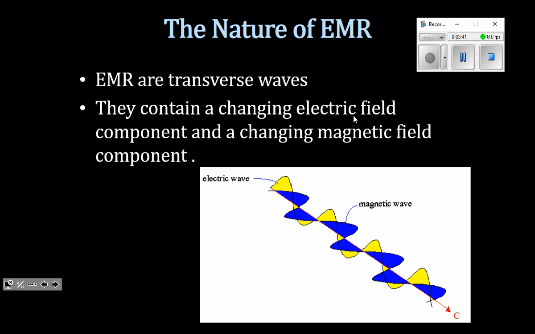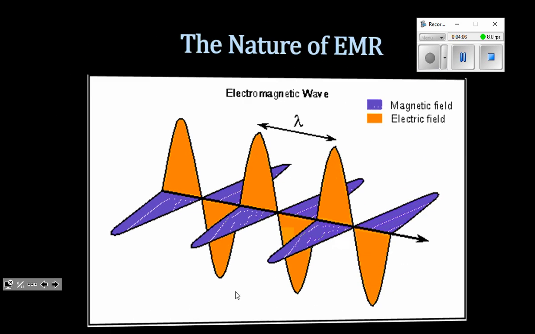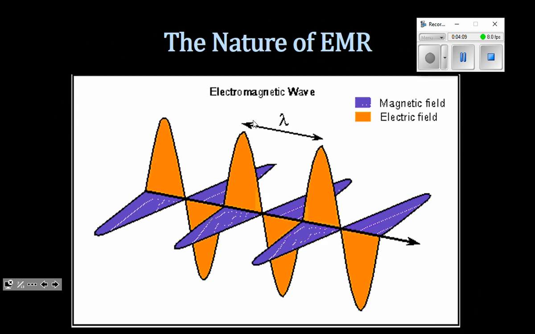EMR contains a changing electric field component, which induces a changing magnetic field, which induces a changing electric field, and so on. This is a great diagram to show the direction of propagation of the c, or we could have put a v. Perpendicular to that, there will be a changing electric field and a changing magnetic field. So a magnetic wave and an electric wave. That's how it self-propagates. And again, we've got that magnetic field and electric field demonstrated there, both perpendicular to the direction of propagation itself.